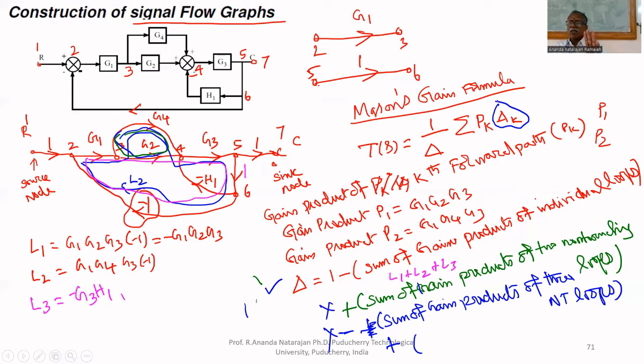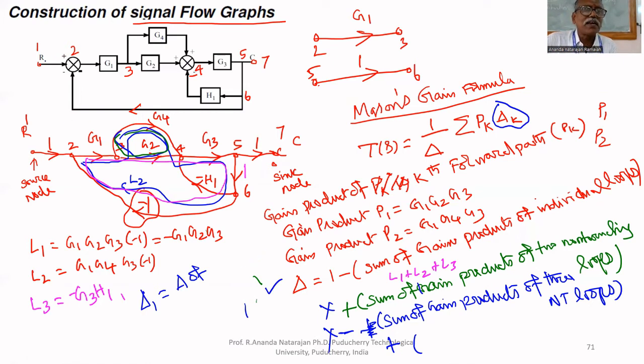In that formula, P1, P2, we got two forward paths. The forward path gains are G1 G2 G3 and G1 G4 G3. But what is delta K? How many Ks are there? Only two Ks: delta 1 and delta 2, because P1 and P2 are there. Two forward paths means delta also only two. Delta 1 means delta of the part of the graph which is not touching forward path 1.